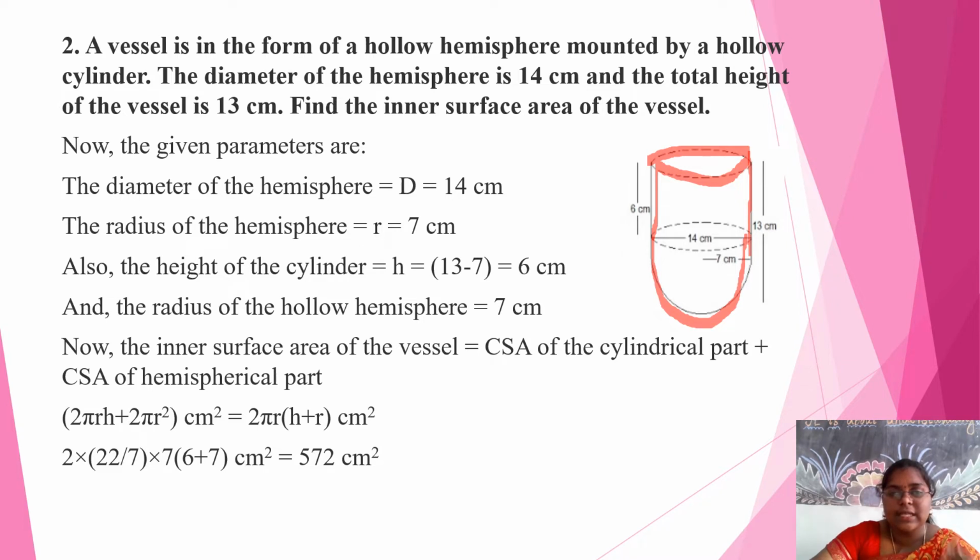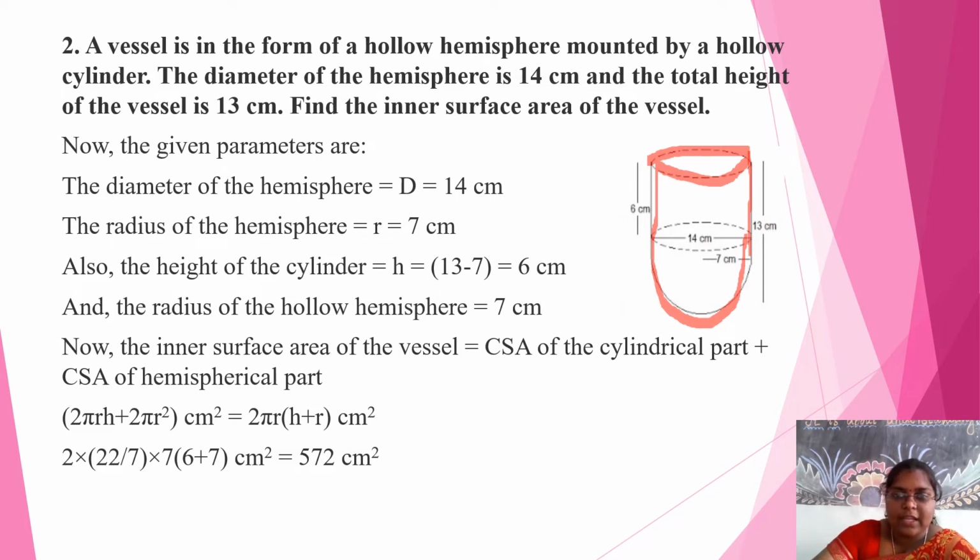So here, first let us note down what all they have given. First, the diameter of the hemisphere, which is 14 centimeter. With the diameter we can find the radius of the hemisphere, which is 7 centimeter. Right. Now the height of the cylinder, we have to find it out.